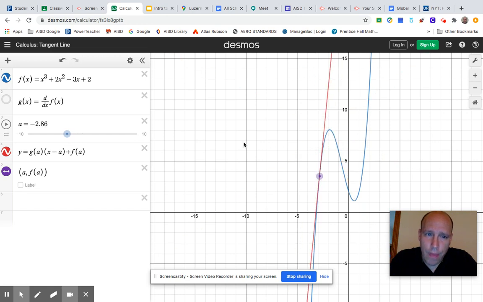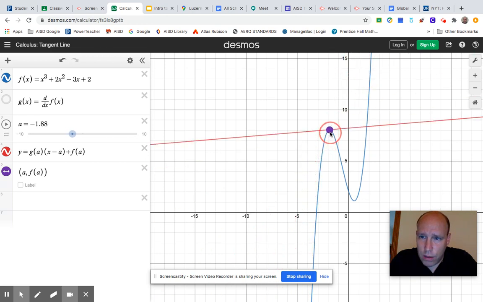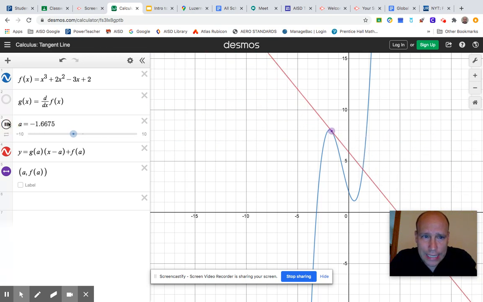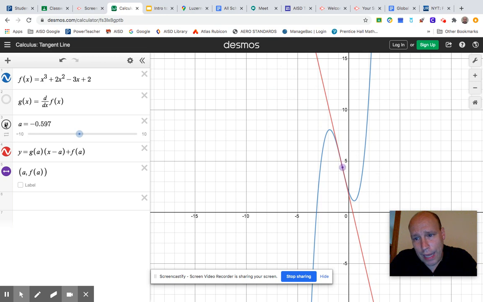It's positive. Then what happens? What's going on here? Right there. The function is neither increasing nor decreasing, the slope is zero. What happened? Then the function is decreasing. What is the slope of the tangent line? It's negative. It's decreasing, the slope is negative.